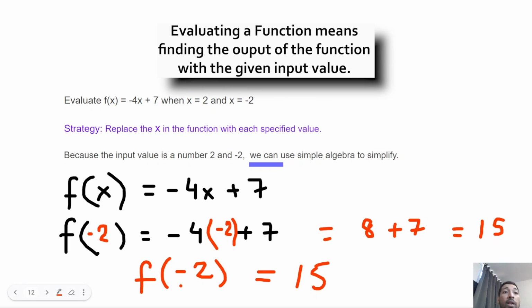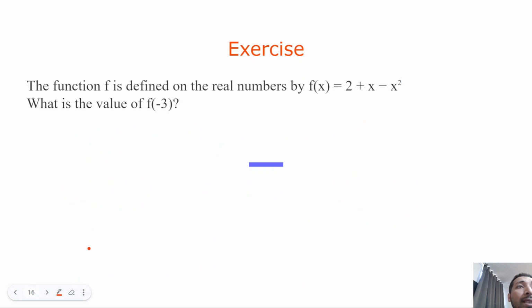This is how we find the output value or evaluate the function using the given input. Let's see how we can solve this problem over here. The function f is defined on the real numbers by f of x equals 2 plus x minus x squared. What is the value of f of -3? Over here, we'll apply the same strategy.